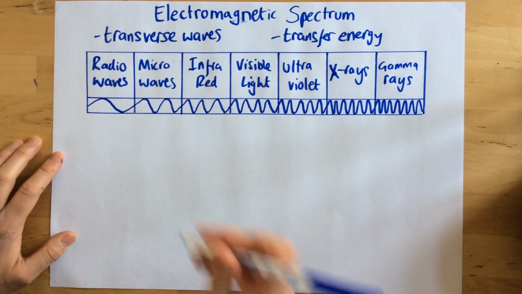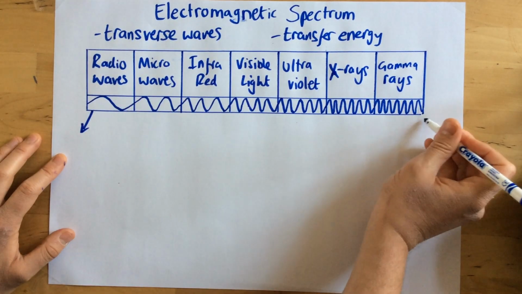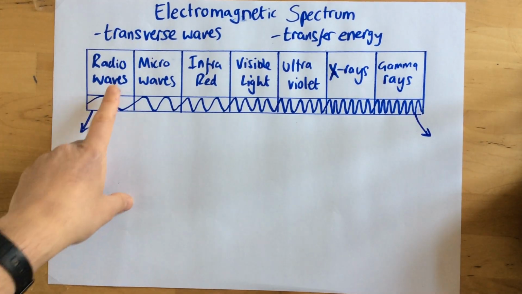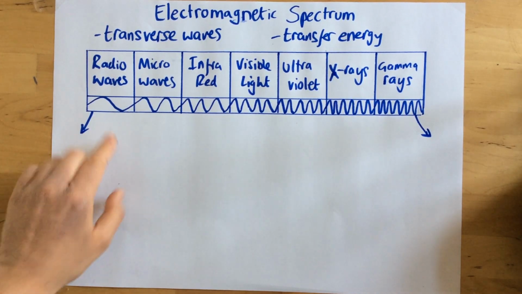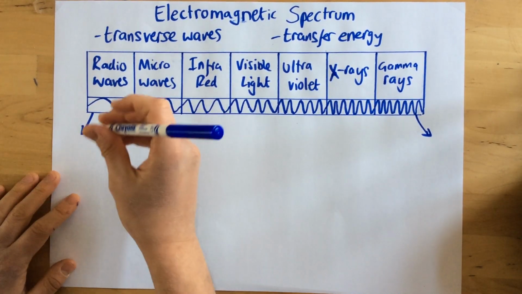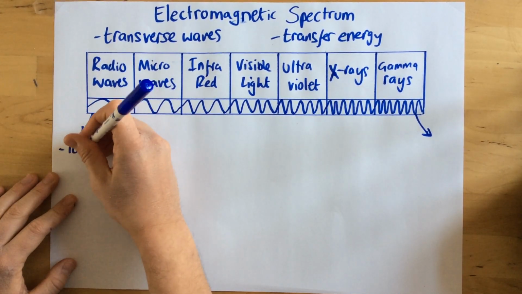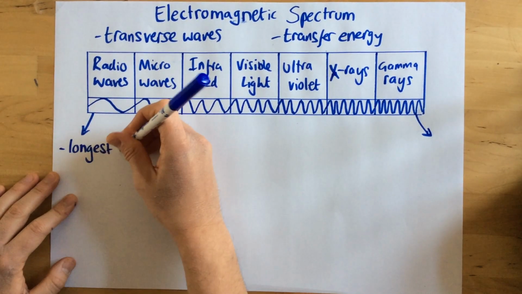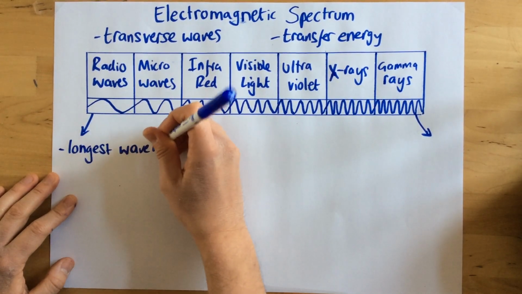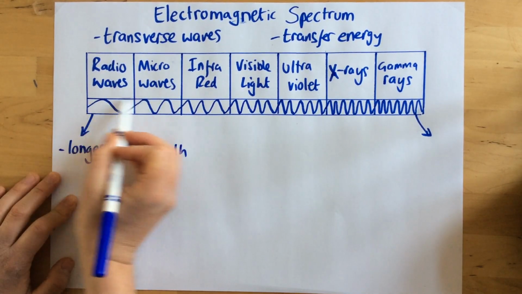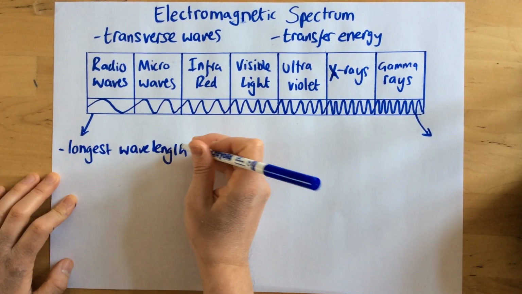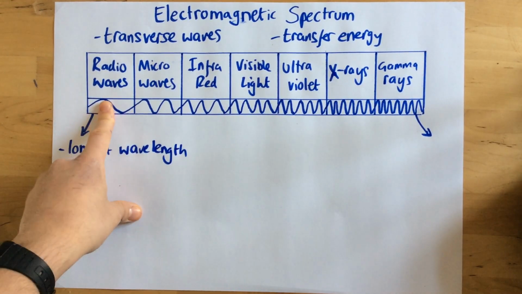Now, basically, you have the 2 different ends of the spectrum with radio waves at one end and gamma rays at the other. Now, as you can see here, the radio waves are the waves that have the longest wavelength. Remember, wavelength just means the distance between the peak of 2 waves like this. So they have by far the longest wavelength.